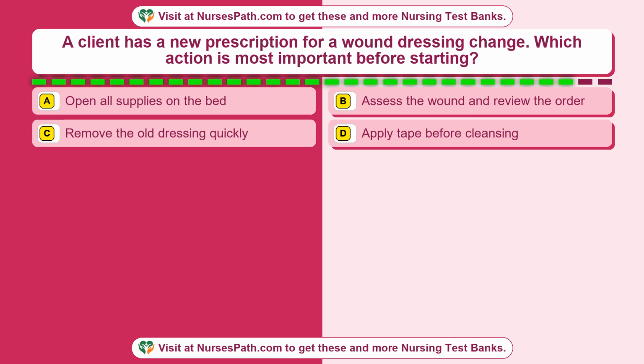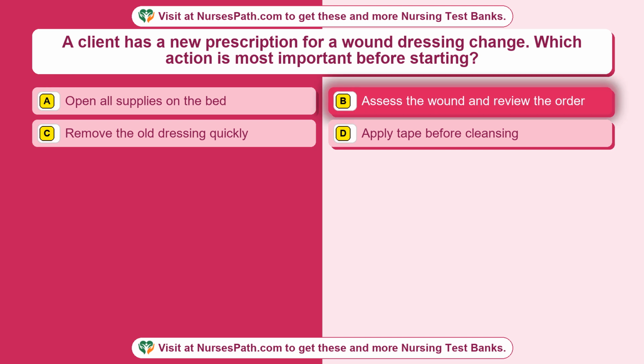Question 9. A client has a new prescription for a wound dressing change. Which action is most important before starting? Option A. Open all supplies on the bed. Option B. Assess the wound and review the order. Option C. Remove the old dressing quickly. Option D. Apply tape before cleansing. The correct answer is option B.